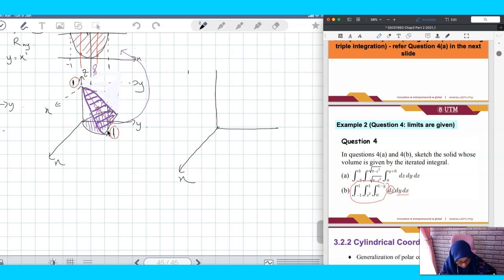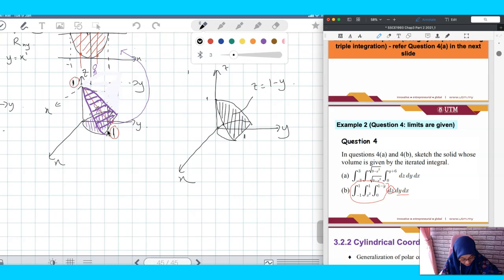this is X, this is Y, and this is Z. So you still have this. Okay, this is at 1 and this is at 1. So yeah, this is the flat plane given by Z equal to 1 minus Y. And imagine you are standing in this solid.